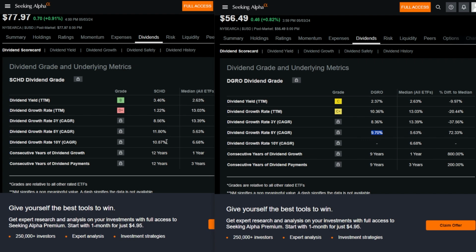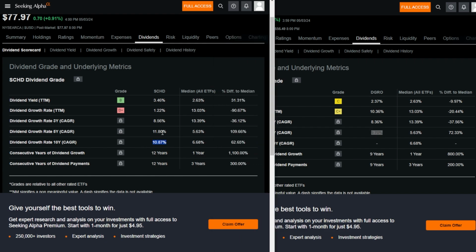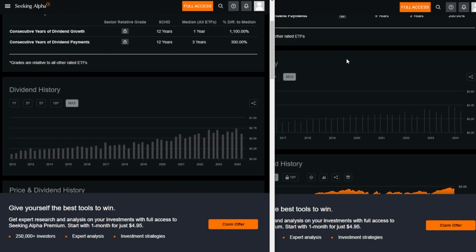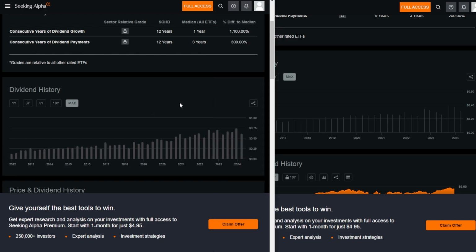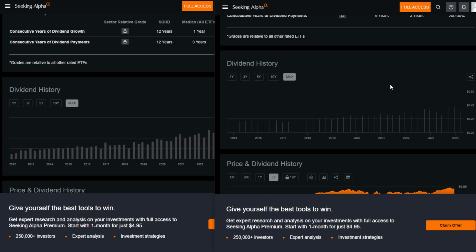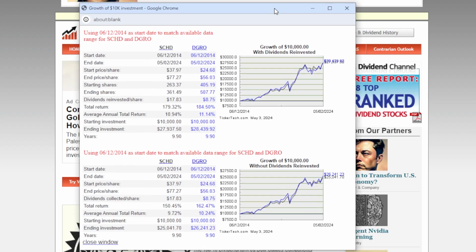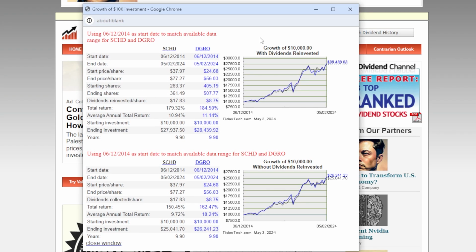Now, SCHD has been around a little bit longer. We have almost an 11% dividend growth rate for 10-year and 11.8% on the 5-year. So even though DGRO did win the holdings, I would say SCHD wins as far as dividends go and dividend growth, although of course these are both amazing options. But most importantly, without wasting another second of time, let's see exactly how SCHD versus DGRO performed during the same exact time frame with $10,000 invested into each one of these ETFs.